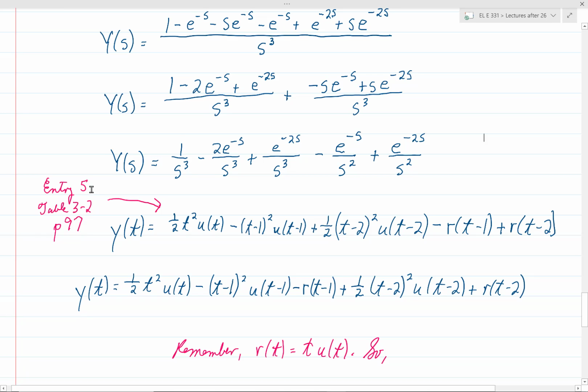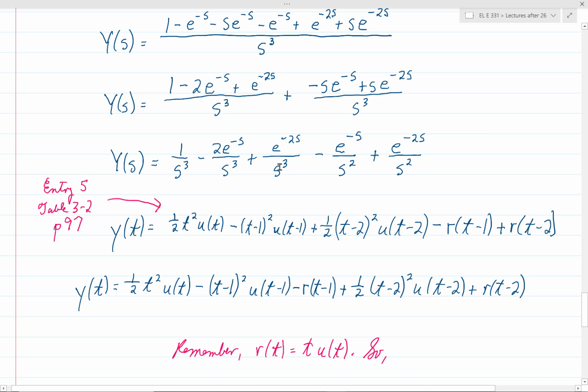It's entry 5 in table 3-2, page 97. And the inverse Laplace transform of this is 1/2 t squared u of t. Now, this one is similar. We have 1 over s cubed again, but since we have a 2 there, there will no longer be a half. And since we have e to the minus s, that makes it t minus 1 squared and u of t minus 1. And of course we have the minus sign. So this is minus t minus 1 squared u of t minus 1.